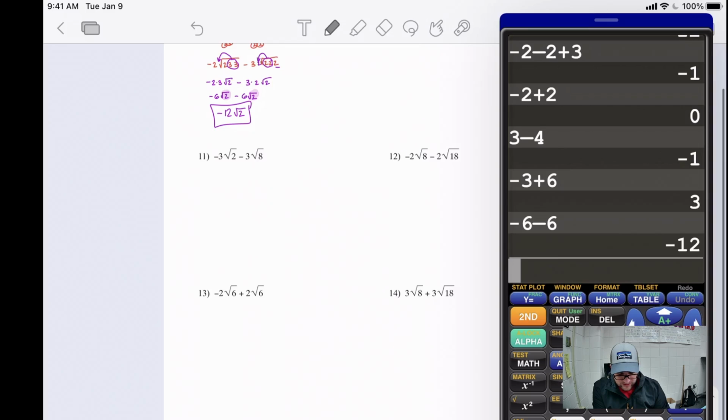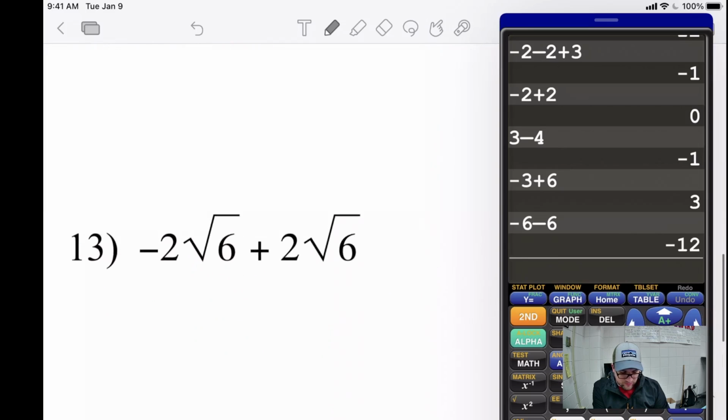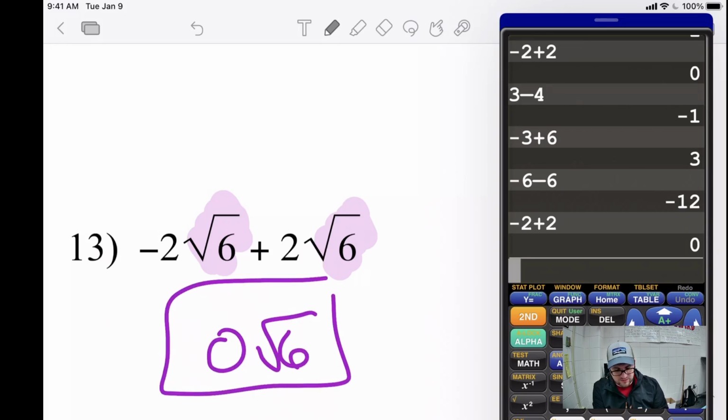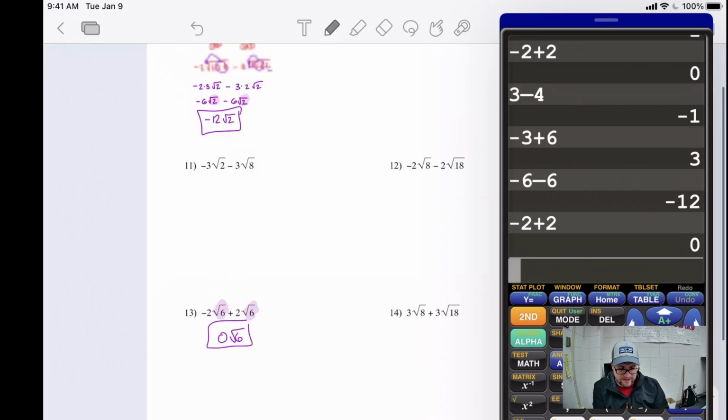If you run into any, oh, let's do one more. Look at this one. This one's so nice. This one already has a square root of 6 and a square root of 6. So all you need to do to finish this is you just need to add, since they already have like radicals. So negative 2 plus 2 is 0. So I'm going to get 0 square roots of 6. Perfect. Nice job. Let's leave it there.